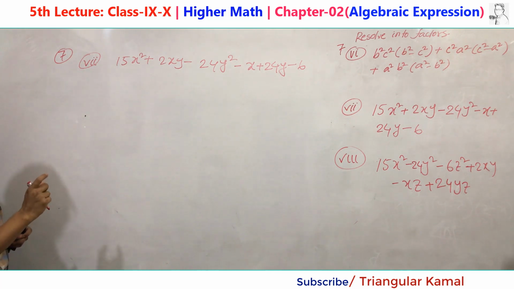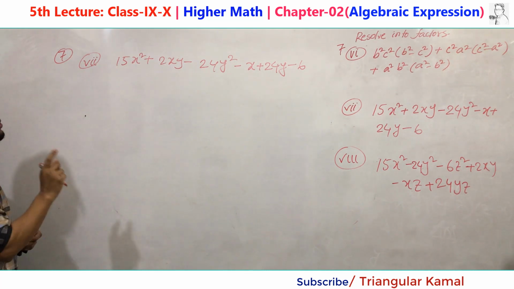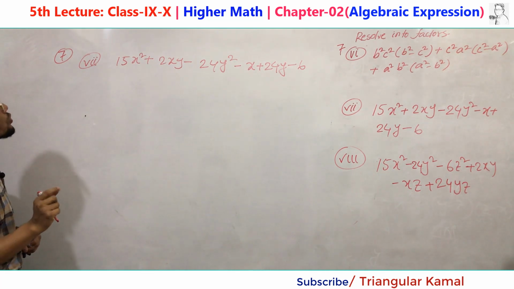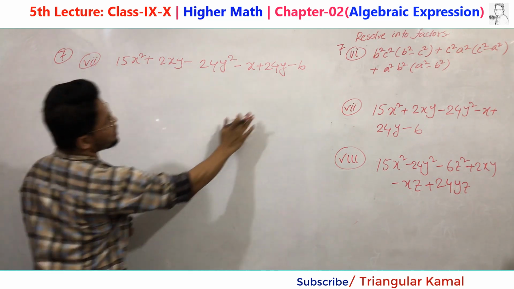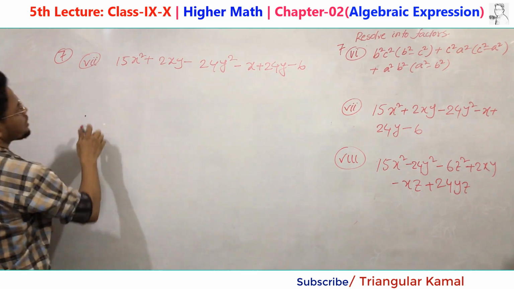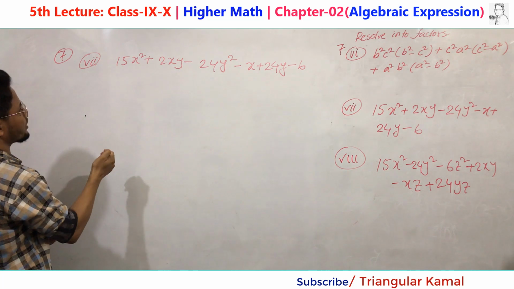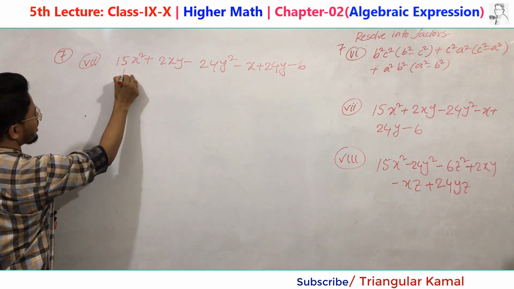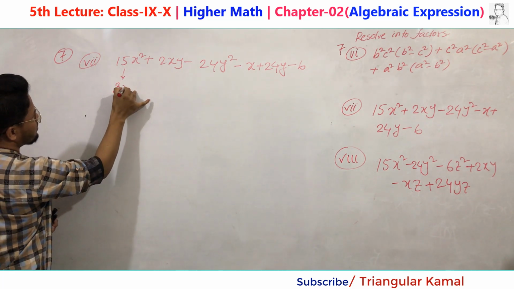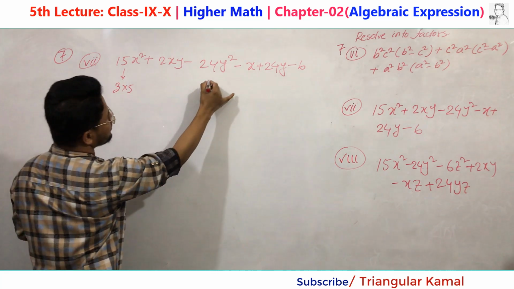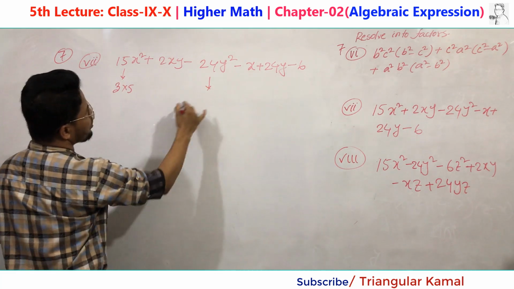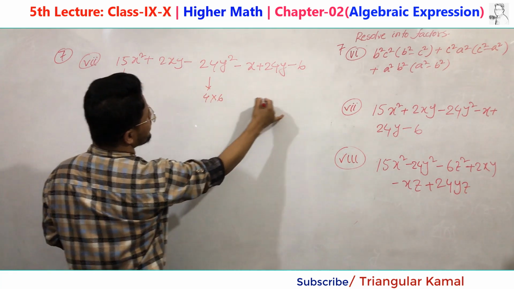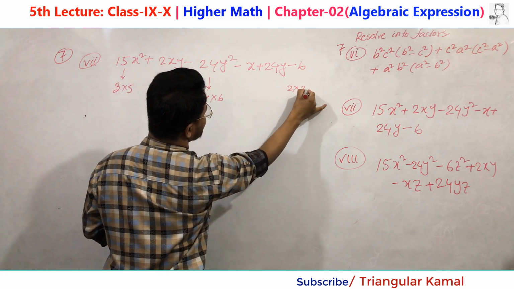Using a technique, we have to find the factors, otherwise this maths will be difficult for you. First give attention: this is the constant part, with two variables here, x and y. Now, 3 times 5 is 15, this one is 4 times 6, and this one is 2 times 3.